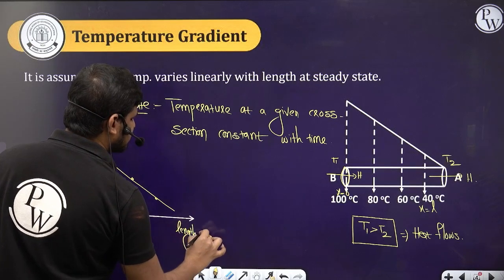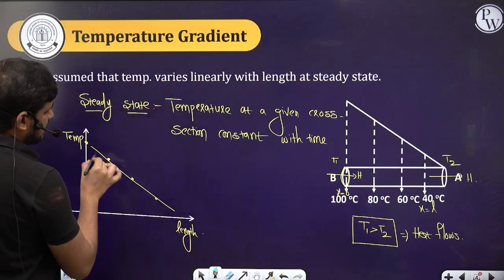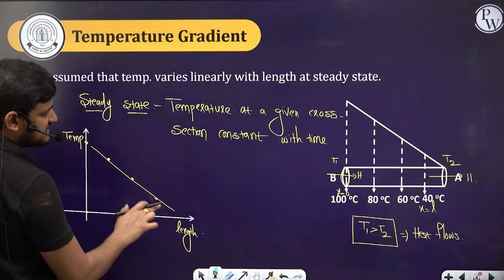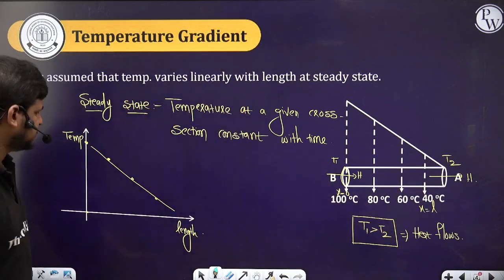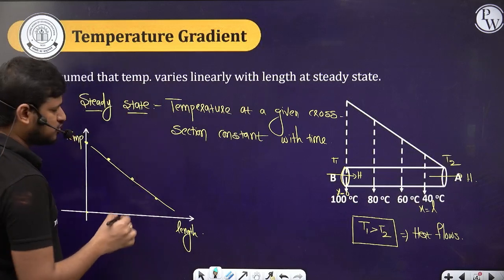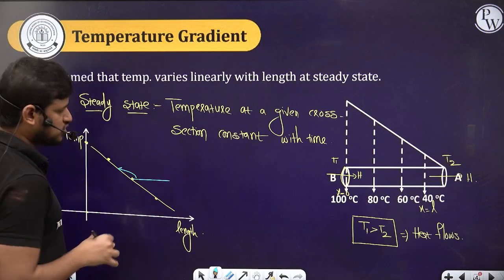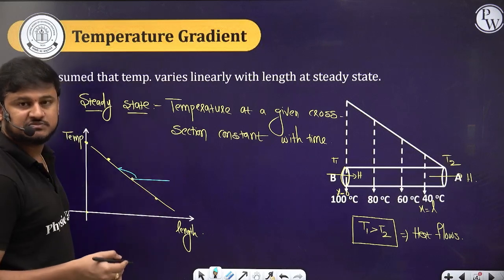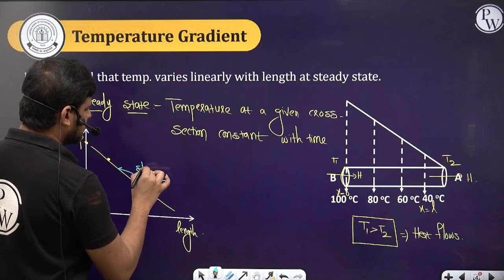Getting it? So here, understand carefully, guys. Here the temperature is decreasing with the length of the rod. So the slope of this one, what is the slope? How do you find the slope? So this is the slope. Yes or no? So the slope is always measured with respect to the positive x-axis. Okay. So this is the slope.